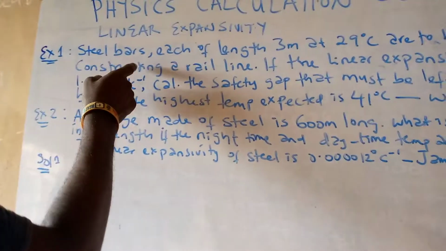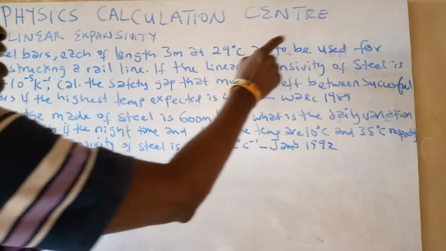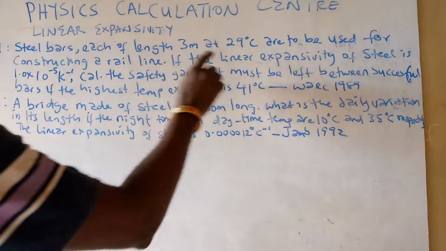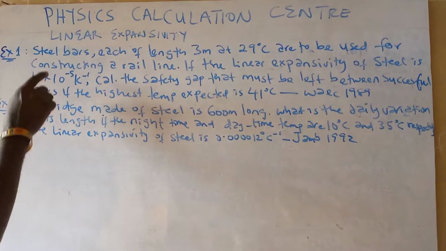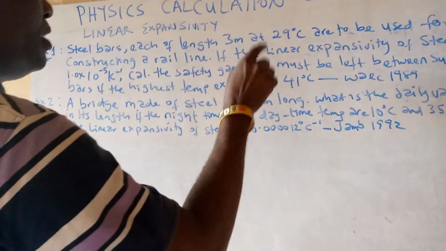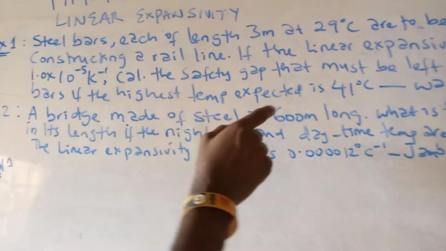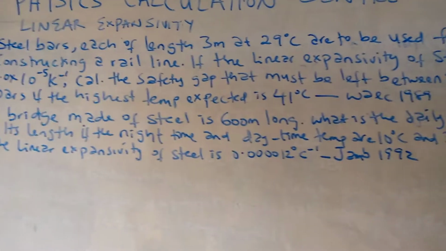It says, steel bars each of length 3 meters at 29 degrees centigrade are to be used for constructing a rail line. If the linear expansivity of steel is 1.0 times 10 to the minus 5 per Kelvin, calculate the safety gap that must be left between successive bars if the highest temperature expected is 41 degrees centigrade.